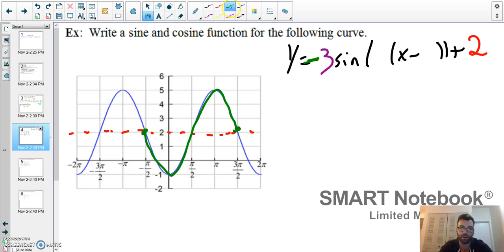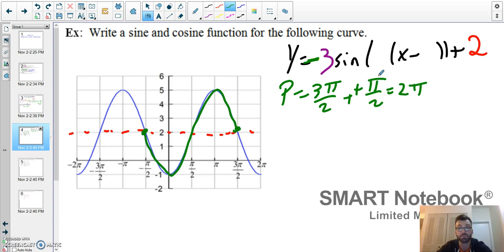Okay. Well, now I want to find what is my period here. So P equals, I start at negative pi over 2, I end at 3 pi over 2, so I'm going to 3 pi over 2 where I end, minus where I start, negative pi over 2, plus, I get 2 pi. That's pretty sick. So I know that 2 pi equals 2 pi over b. Well, my b value has to be 1. If I multiply both sides by b, divide everything by 2 pi, I get b to be 1. Alright. That negative took care of the flip.